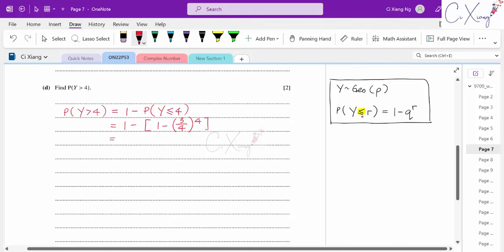Try to simplify your answer from here. 1 minus 1 becomes 0, and then we are having 3 over 4 power 4. Change it to a fraction, you will get 81 over 256, or if you want to correct it to 3 significant figures, it will be 0.316. Okay, so this is how we answer question number 4.